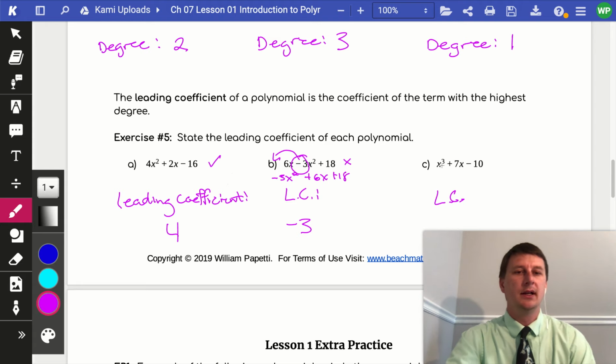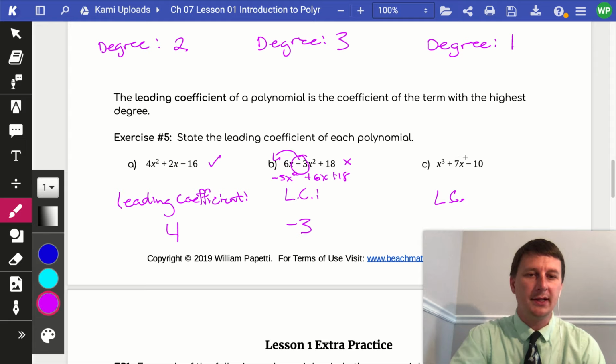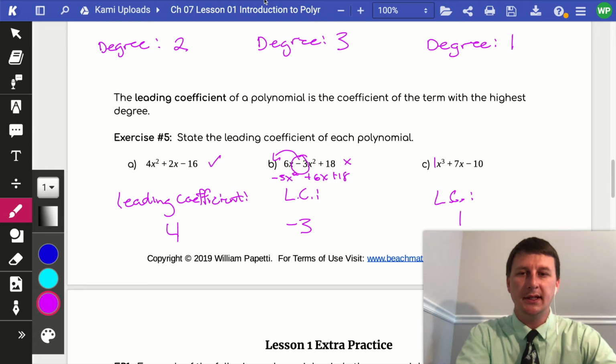And finally, this one, we have x to the third plus 7x minus 10, and we have 3, 1, 0. So we are in standard form. So our leading coefficient is the coefficient of this x to the third term, which is just 1. So our leading coefficient is going to be 1 in part C.